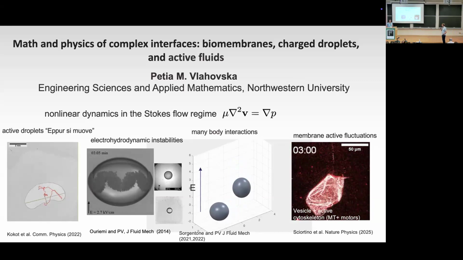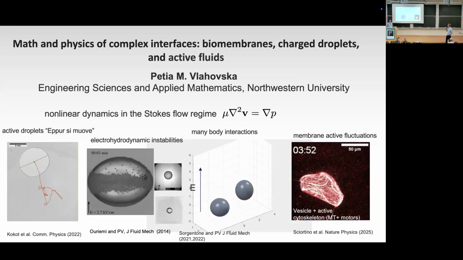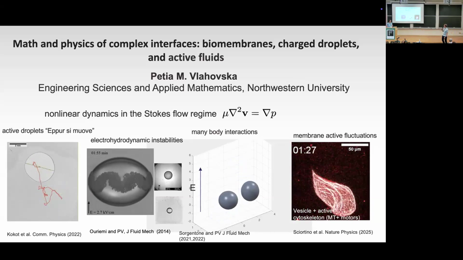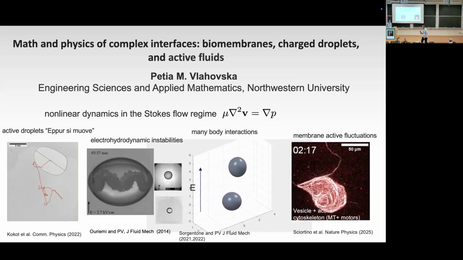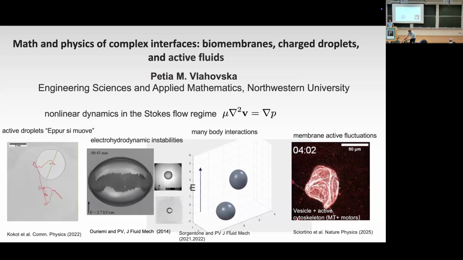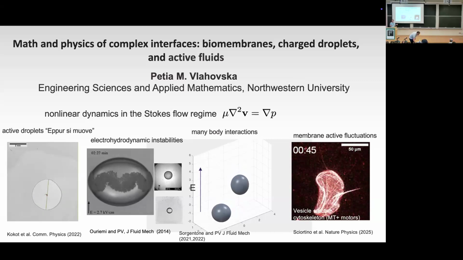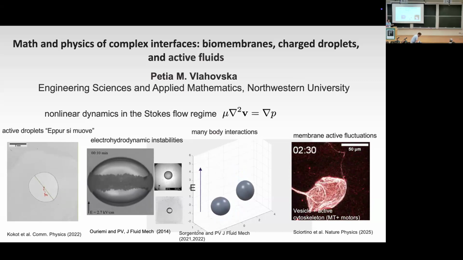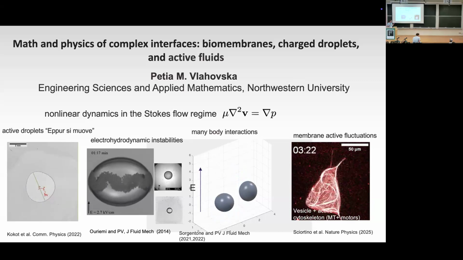Okay, good morning, everybody. So our first speaker today is Petia Vlahovska from Northwestern, and we'll hear about math and physics of complex interfaces. Yeah, thank you so much, and thank you to the organizers for the invitation and the opportunity to come to the Fields Institute. It's such a great place to meet people in math and fluids.